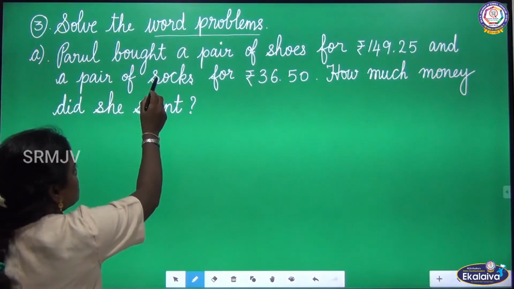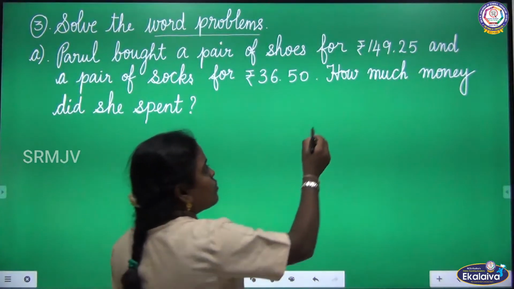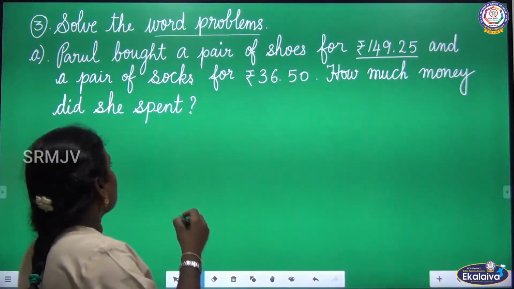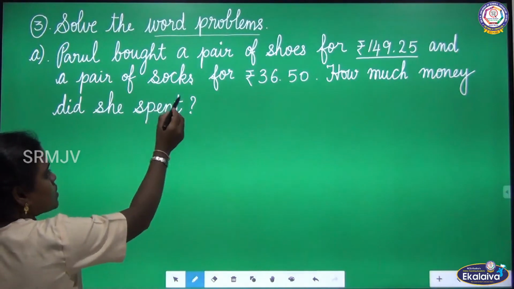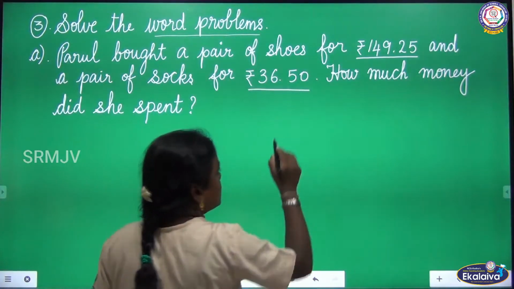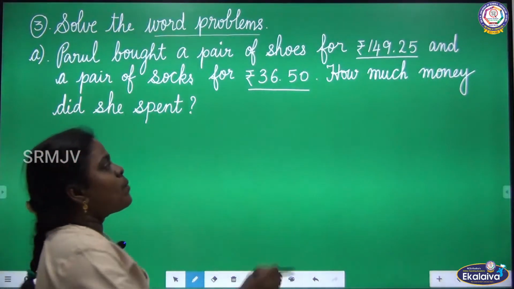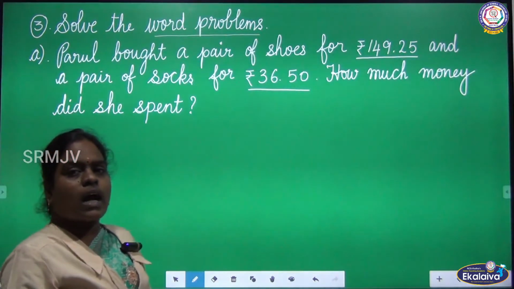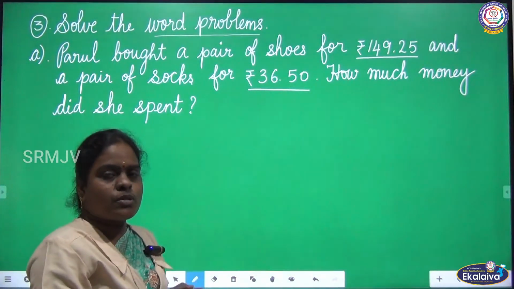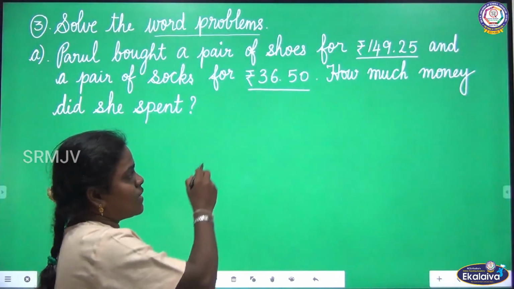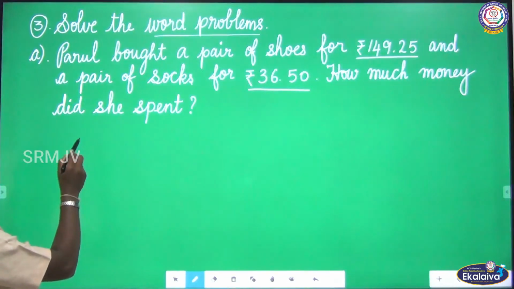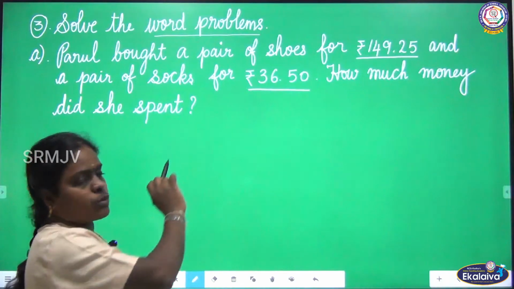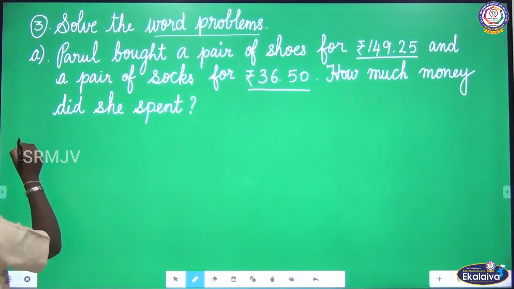Pearl bought a pair of shoes for 149 rupees and 25 pice and a pair of socks for rupees 36 and 50 pice. How much money did she spend? So here the cost of a pair of shoes and a pair of socks is given, and we are going to find out the amount which she spent to buy these two things. Let us start with the statement.